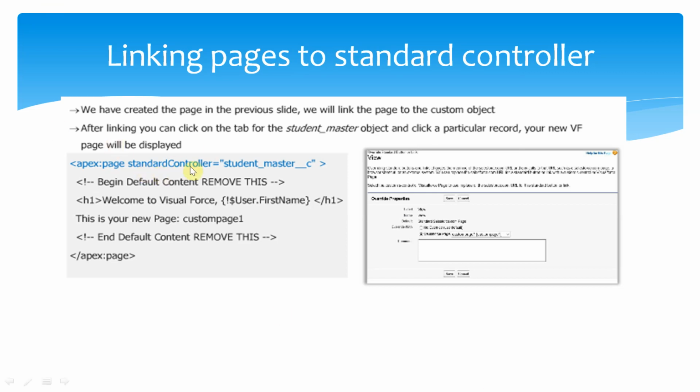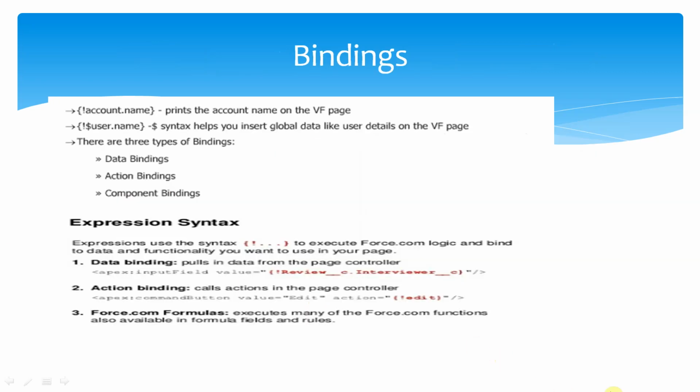Here, the first thing is you need to link it to a standard controller. The keyword is standardController and the object API name. So it will say apex:page standardController equal to Student_Master__c. This gets connected to your standard student master object. Any fields over here will now be linked to the student master. You have to give the correct field names, so you have to bind the field names now. There are three types of binding. One is value binding and field binding.